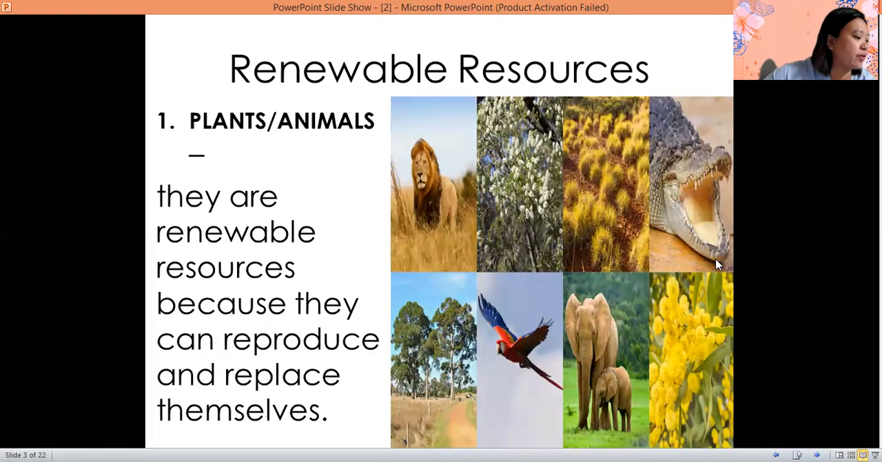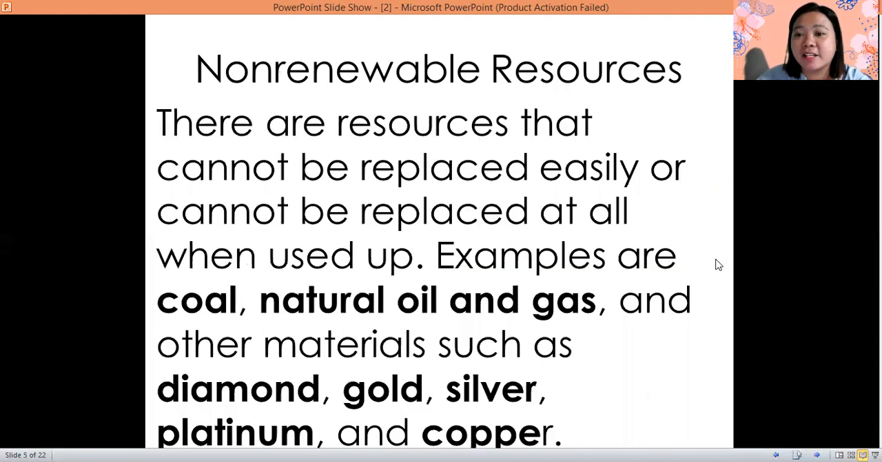Okay, let's review first the renewable resources. What are the renewable resources? We have the plants, the animals, and water. All right, remember, renewable resources can be replaced in a short period of time, and the examples are plants, animals, and water. All right. Okay, now let's proceed to our non-renewable resources.